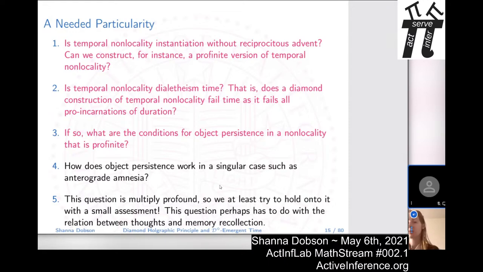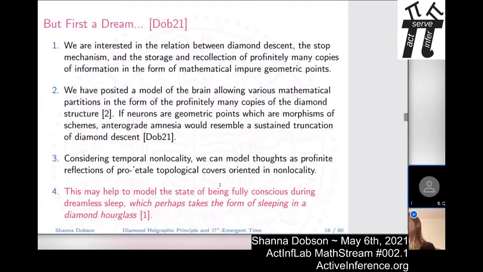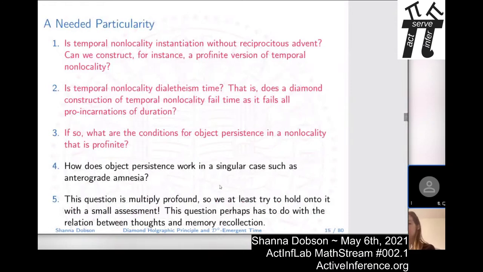So the question is multiply profound. At least try to hold on to it with a small assessment. Maybe this has to do with thoughts and memory recollection. We can go into that, but first, a dream. Oh, go ahead. Can I just make a few active inference points there? Yes, do it. Okay. I'm recalling my thoughts here by looking at the paper, which I took notes on.